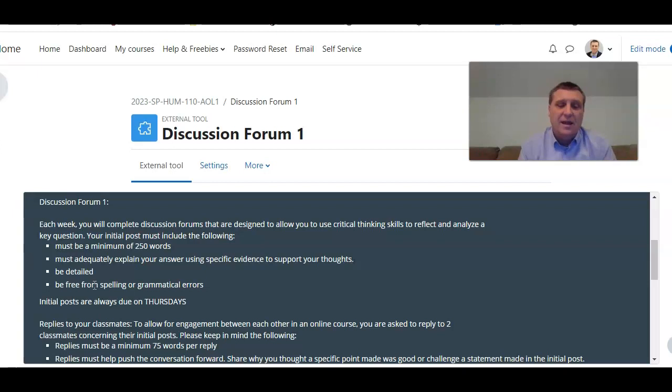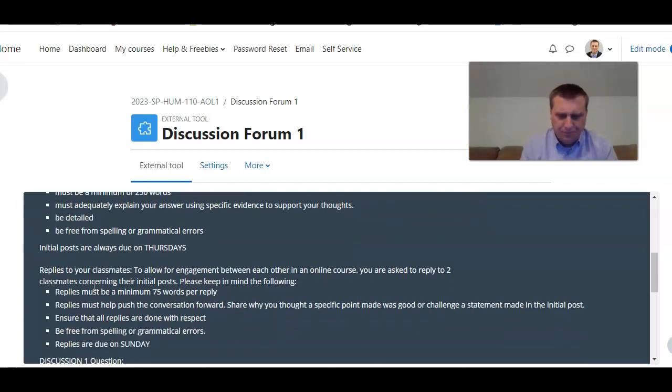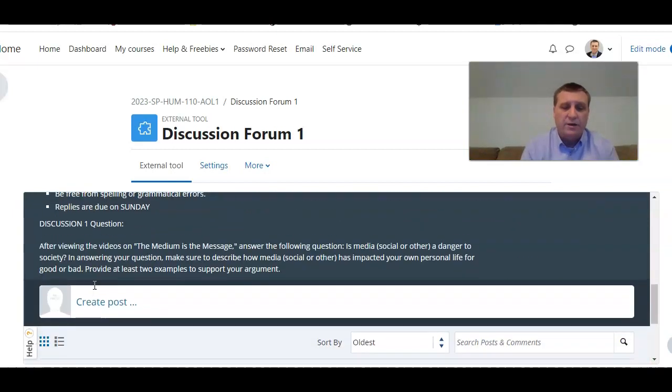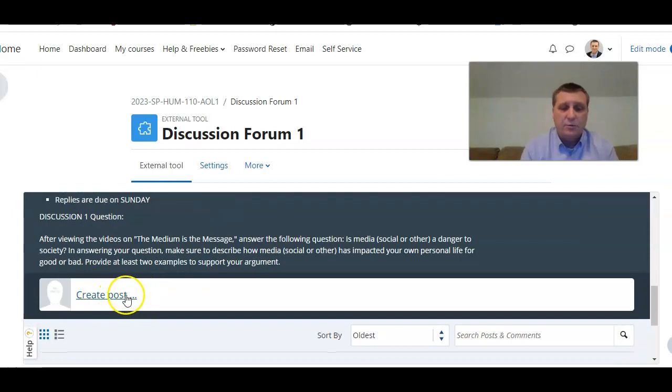A reply needs to basically demonstrate that you read what they wrote and that you are analyzing what they wrote and making a specific point. You might even challenge them. There's a variety of things that you can do with that, but you're pushing it forward. Okay, same thing. Minimum 75 words for each reply. Also free from spelling and grammatical errors, and you do that right here in Create a Post.